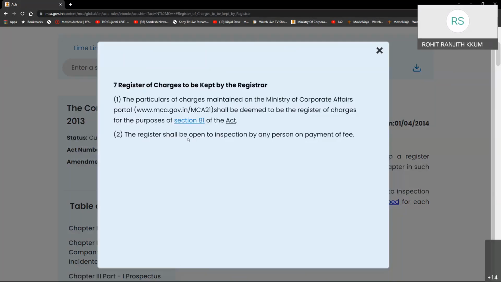So if you click on this point, it is written that the particulars of the charges maintained on the Ministry of Corporate Affairs portal shall be deemed to be the register of charges. So have we ever seen this register maintained on the portal? Whenever you click on the master data, when we try to see the details of a certain company, in my example, I tried to take Tata Motors, if I'm not wrong, isn't it? Hello?